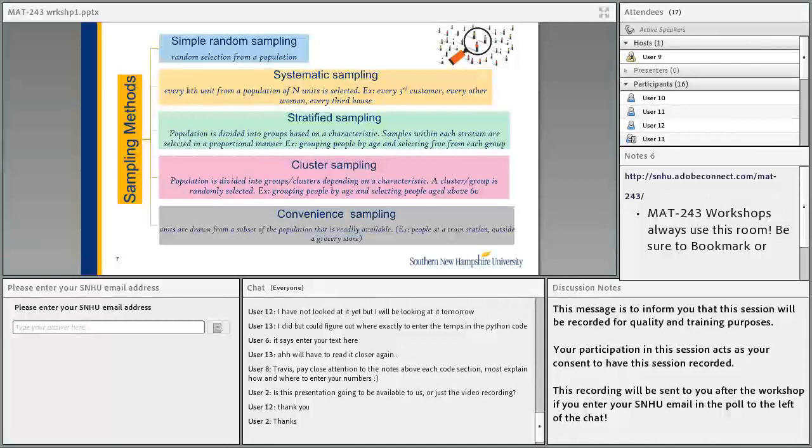Convenience sampling. Units are drawn from a subset of the population that's readily available. So for example, people at a train station, outside a grocery store. This kind of sampling is done when you don't have the time or the budget to do any other kind of sampling. Then you just go to the nearest convenient place and take the survey.